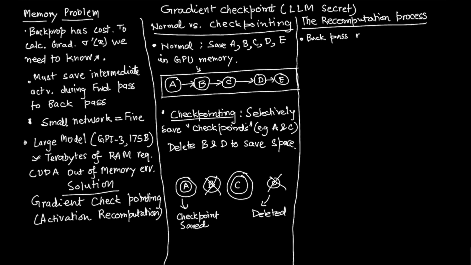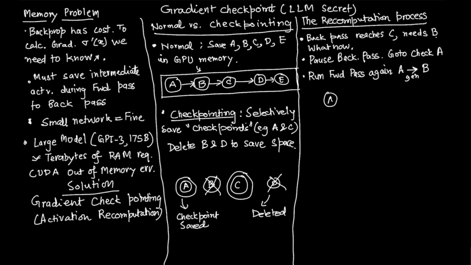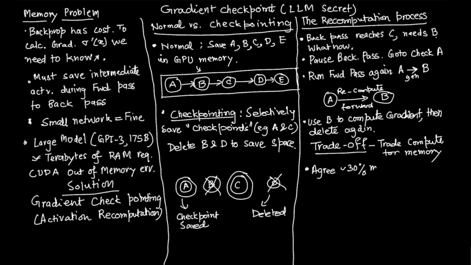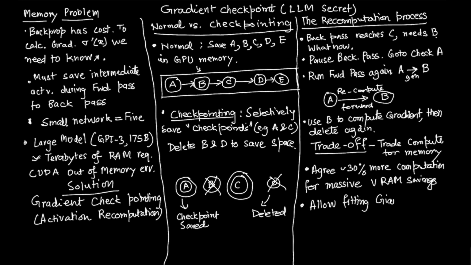But wait, when the backward pass reaches node C, it needs the value of B to calculate the gradient. But B is gone. We deleted it. What do we do? We pause the backward pass, we go back to the checkpoint A, we run the forward pass again from A to generate B, then we use B to compute the gradient and delete it again. The trade-off? We trade compute for memory. We agree to do about 30% more computation recalculating those forward passes, but in exchange, we save massive amounts of VRAM. This simple trick allows us to fit giant models onto GPUs that otherwise couldn't handle them. It is the secret sauce of the LLM revolution.